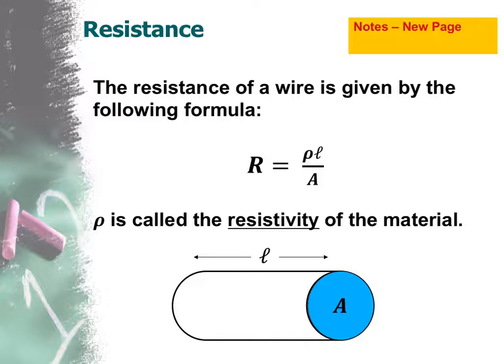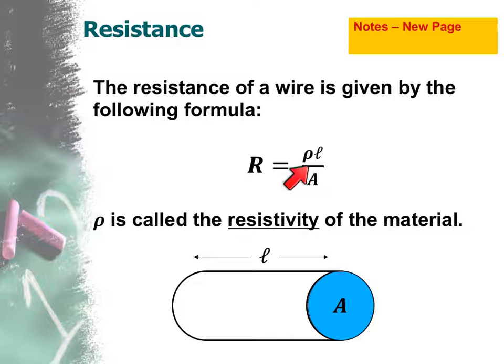Now, we actually give resistance a number. There is a number that we can calculate for the amount of resistance of a wire, and it's given by the formula right here. R represents resistance, and that is equal to something called resistivity. Now, resistivity depends on the material that you're looking at. So this would be a number that you'd have to look up in a table for different materials.